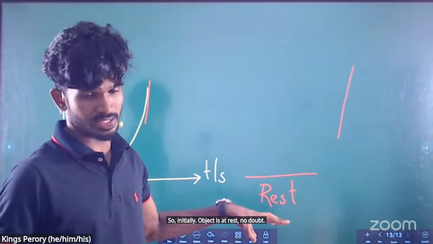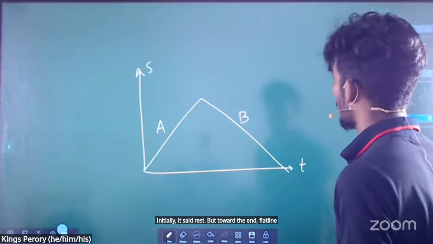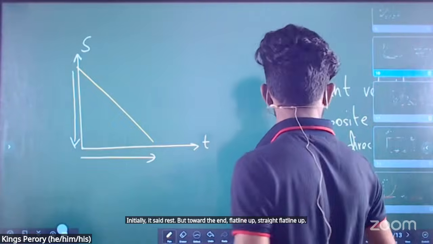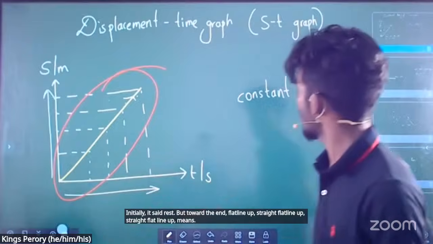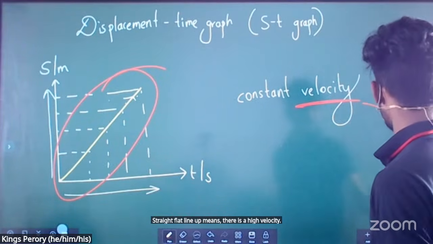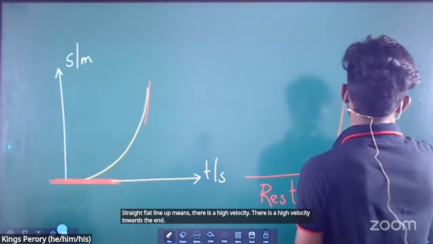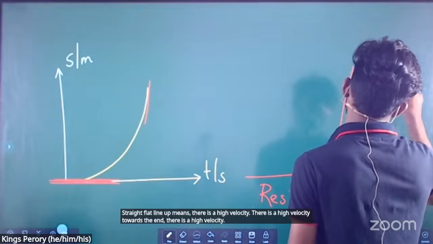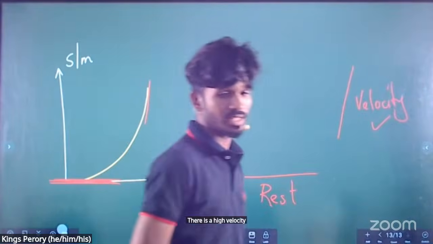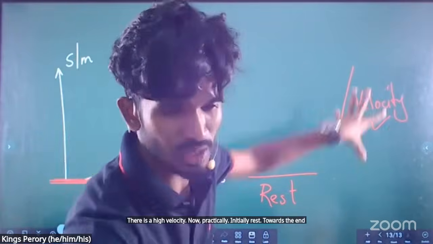Initially it's at rest. But towards the end, a straight line going steeply up means there is a high velocity. Towards the end, there is a high velocity. Now, practically think. Initially rest, towards the end high velocity. Velocity is something like speed.